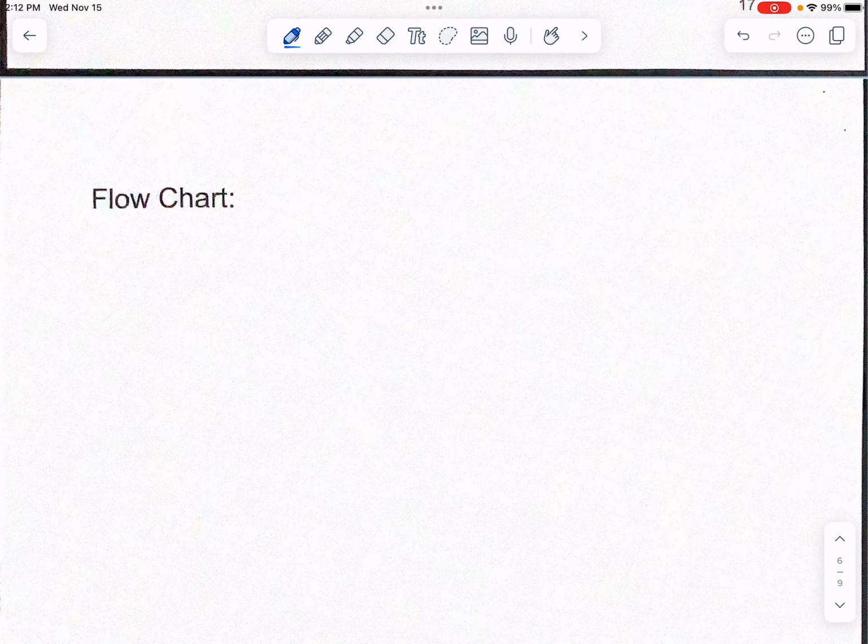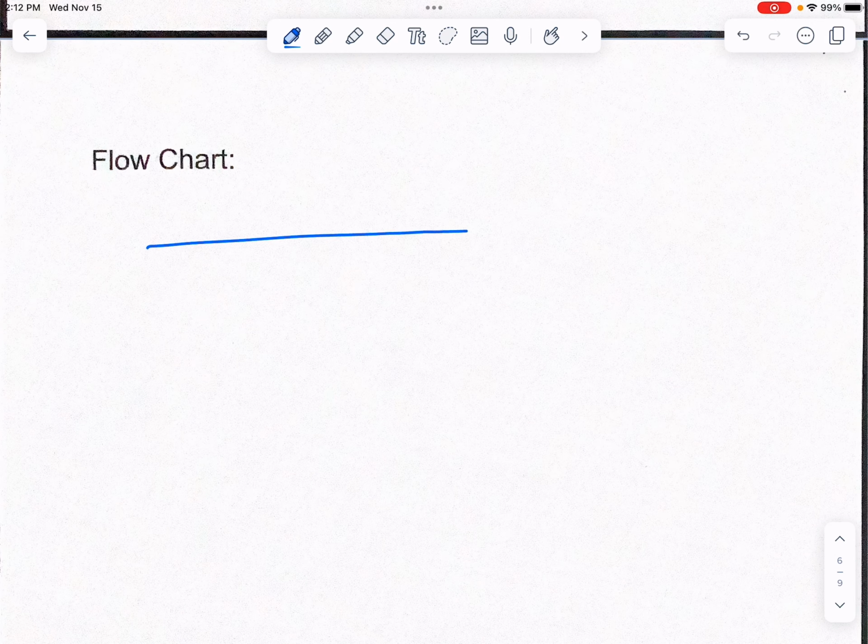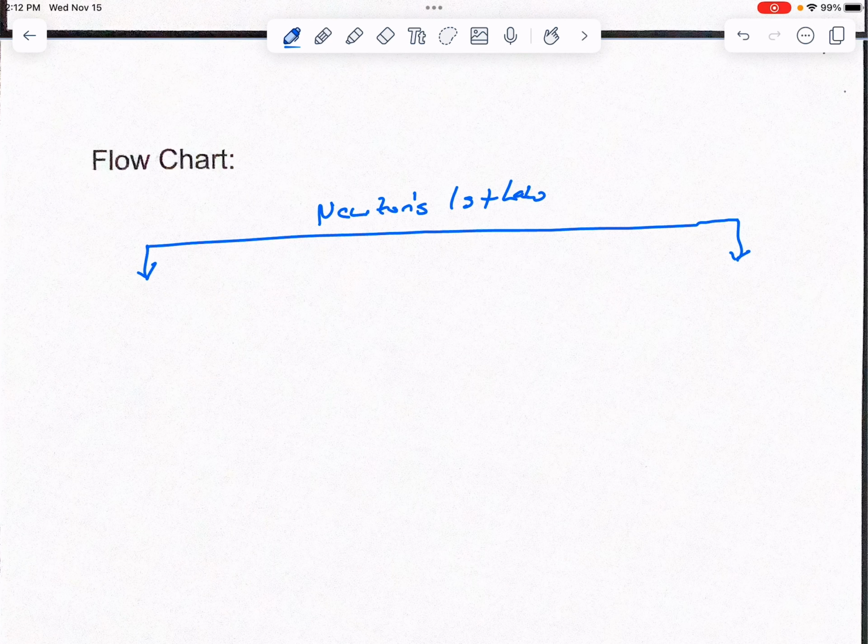Now the flow chart: we're just going to recap Newton's first law and second law. So we're going to draw a flow chart real quick. It's going to be pretty simple. So Newton's first law, we're going to go back to that. Newton's first law, this is when everything is nice and balanced.